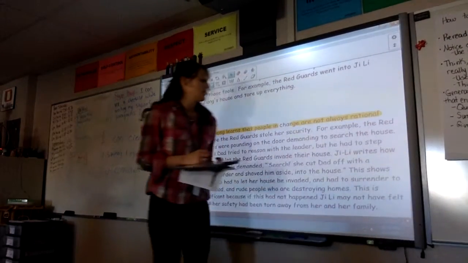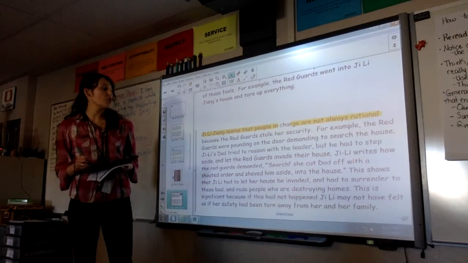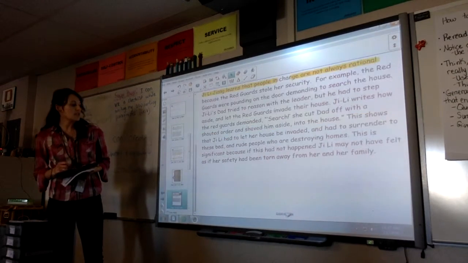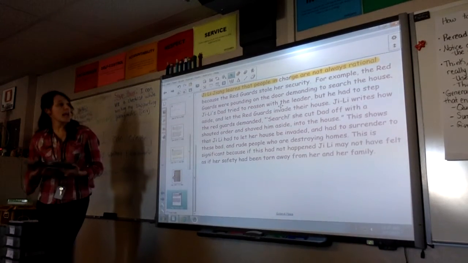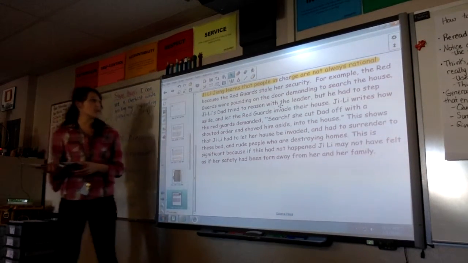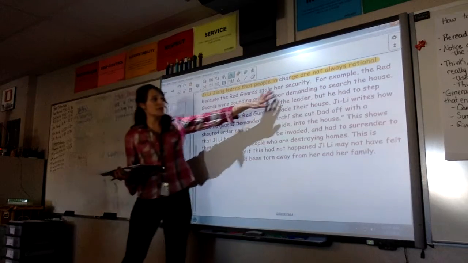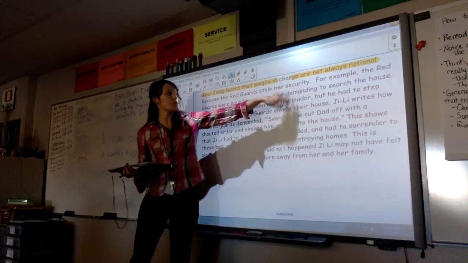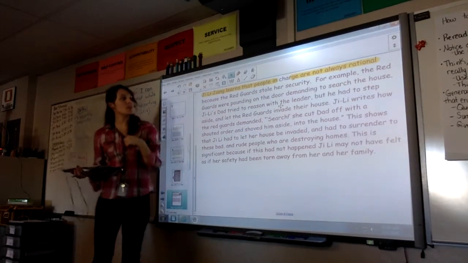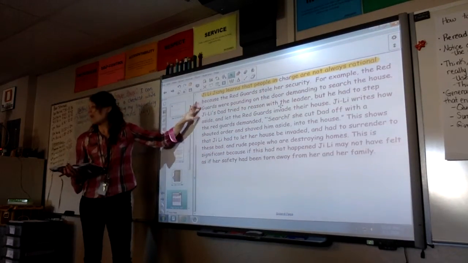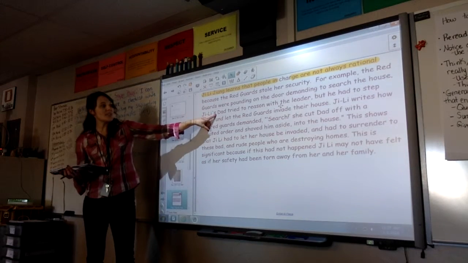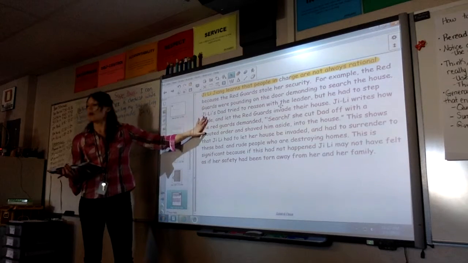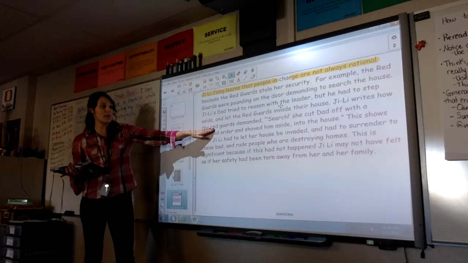And I want to read to you to show what I'm looking for in their writing. So it says, just follow along as I read, Jiling Zhang learns that people in charge are not always rational because the Red Guards stole her security. Notice they didn't just say they destroyed her home. They said they stole her security. For example, the Red Guards were pounding on the door demanding to search the house. Here's my background information. Jiling's dad tried to reason with the leader, but he had to step aside and let the Red Guards invade their house. All background information.